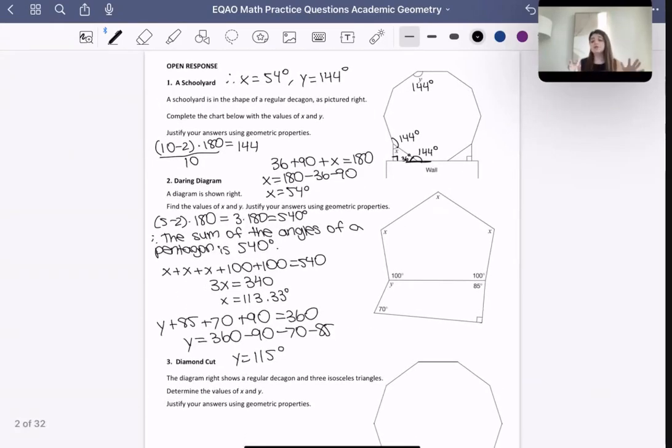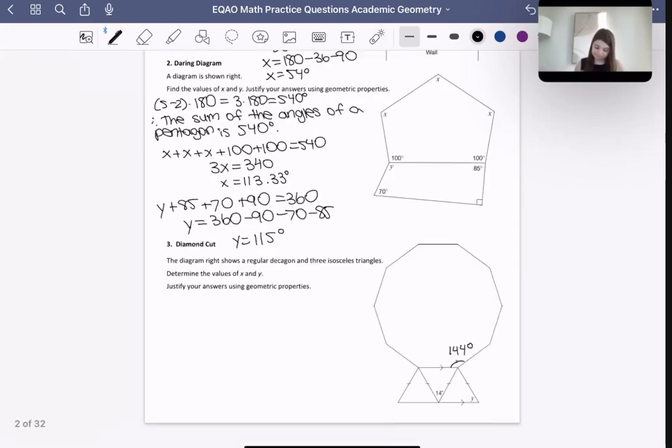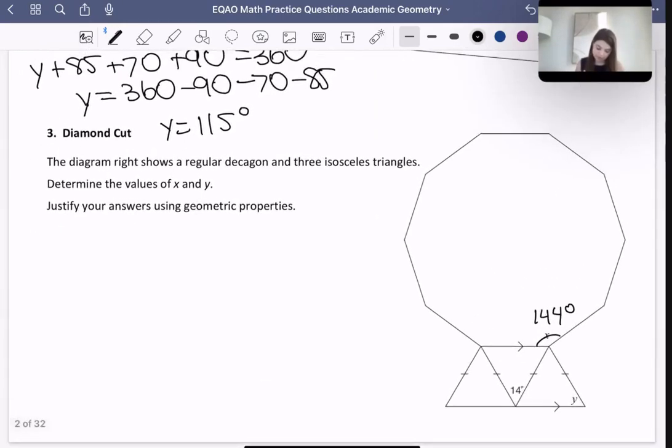Now on the actual EQAO, I'll be clear, they're not going to give you the same question twice, or they're not going to be so simple about it, I don't think. They wouldn't give both of these questions. We're just doing multiple different types of these questions to get more practice in. So this would be 144 for reasons above.